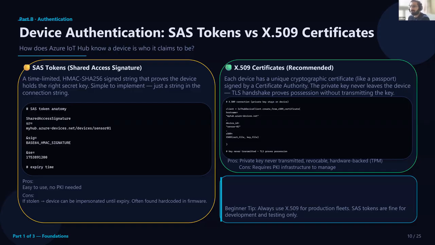The DPS service supports both. Now, if you're starting fresh, I would suggest using X.509 group enrollments from day one. SAS tokens are acceptable for development and testing, but you should never go to production with them for live, long-lived devices, because in that case you have to create SAS tokens with long-lived expiry, so they should not expire. And if it is stolen, then your device is gone, basically.